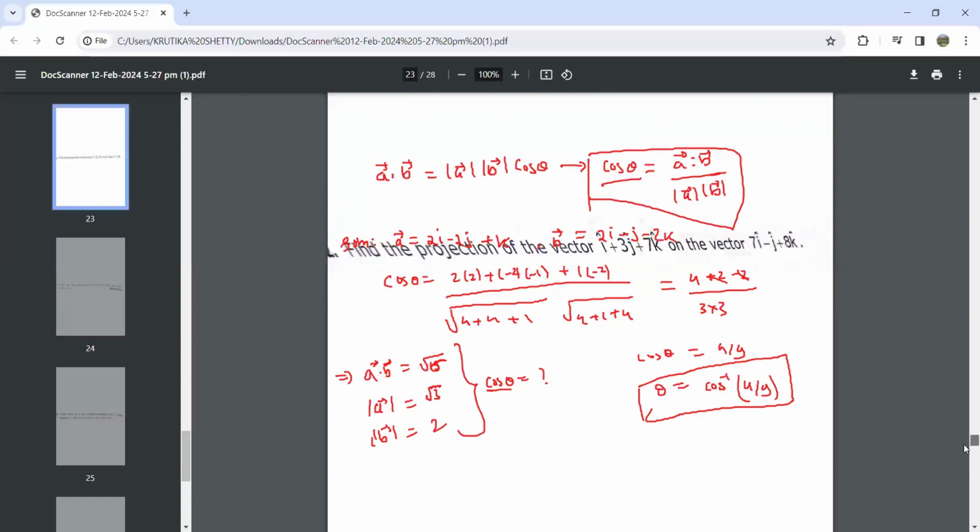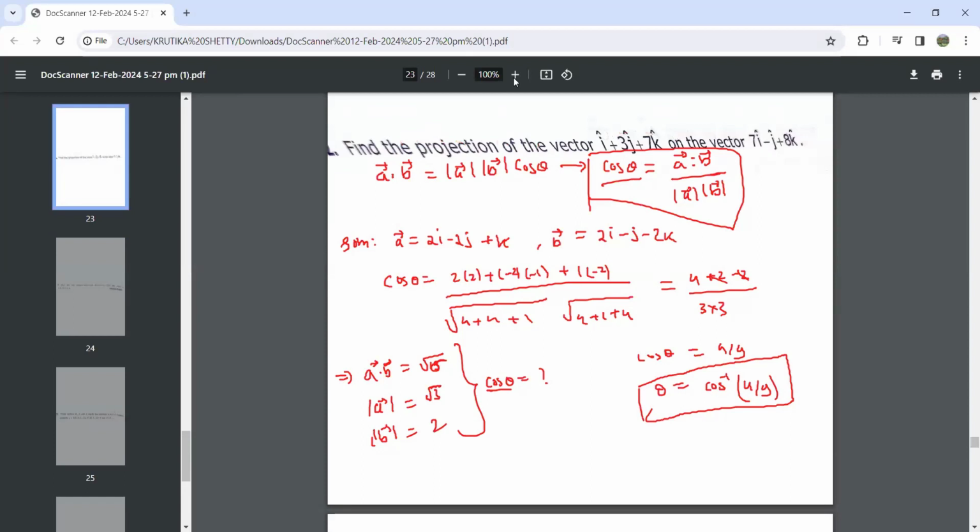Yes, one of you has replied. Okay, 25 by 18. Just check it once again. You will get a direct answer there, because see, a dot b is root 6. Very easy. See, a dot b is root 6 there. Simple direct value you will get. Check it. Not 3.